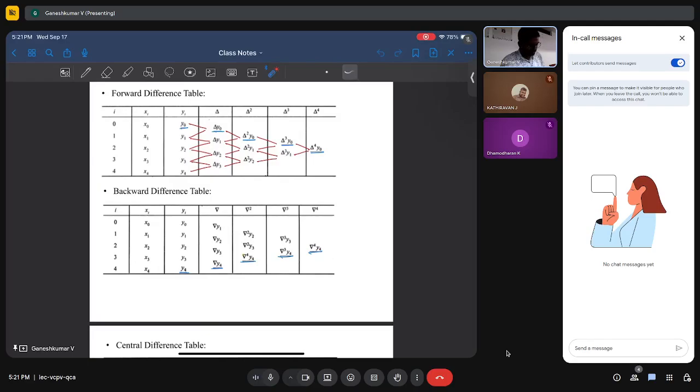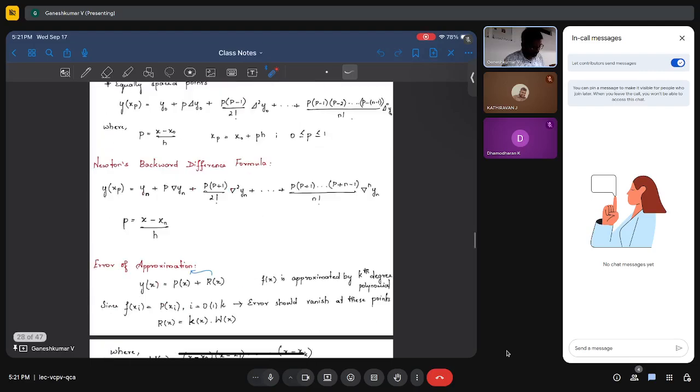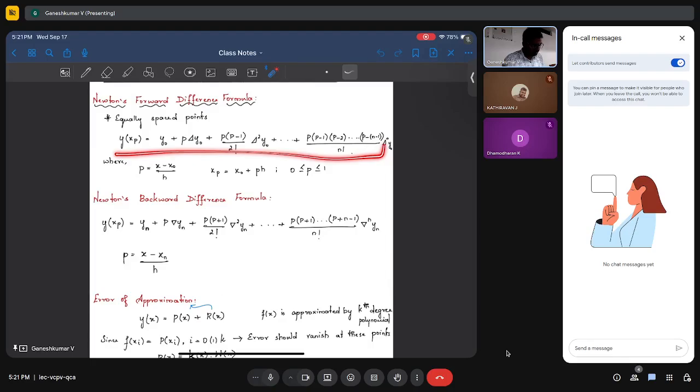Okay, so forward difference is nothing but, you construct this table. You just need to find the difference. So this value would be y1 minus y0, y2 minus y1, and then you continue doing it as much as possible. And then for Newton's forward difference, this is your formula.